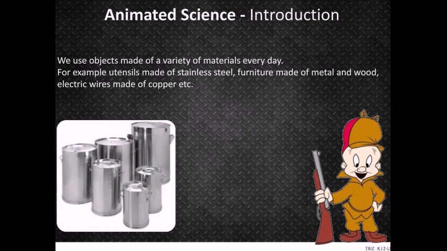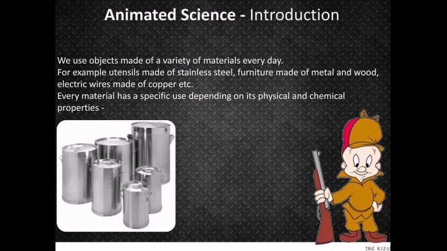For example, utensils made of stainless steel, furniture made of metal and wood, electric wires made of copper, etc. Every material has a specific use depending on its physical and chemical properties.